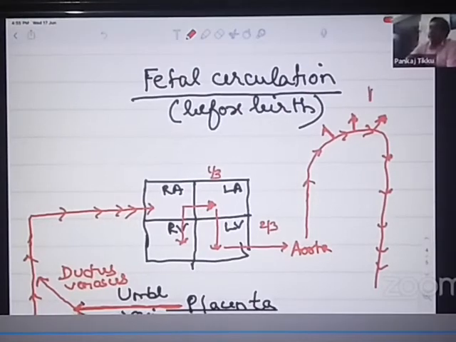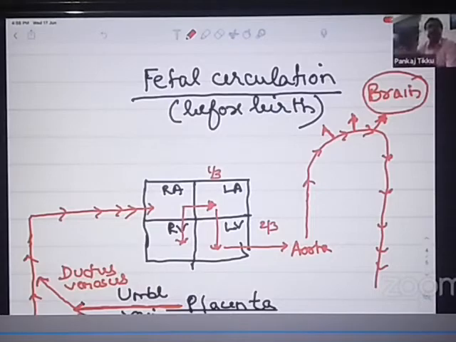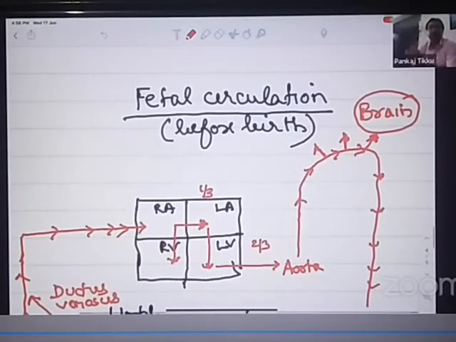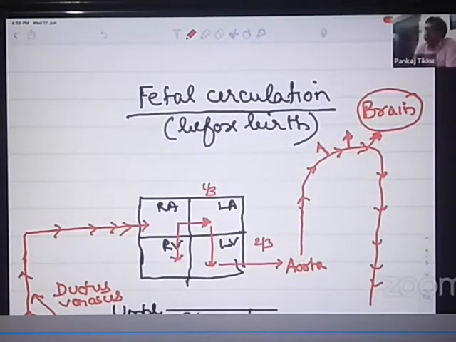So the upper half of the body, including the brain, is getting oxygenated blood. This is very important. The upper half of the body, including the brain, is getting oxygenated blood in the fetus. Even the coronary circulation, the circulation which supplies the heart, starts from the ascending aorta and therefore is also getting oxygenated blood. So the most important thing, brain as well as the heart, both require oxygenated blood, and both are given oxygenated blood in the fetal circulation.